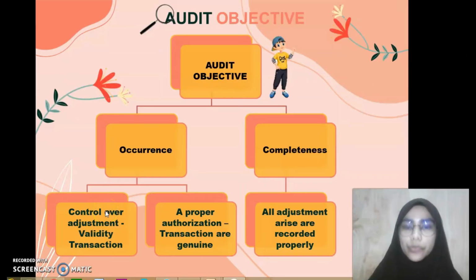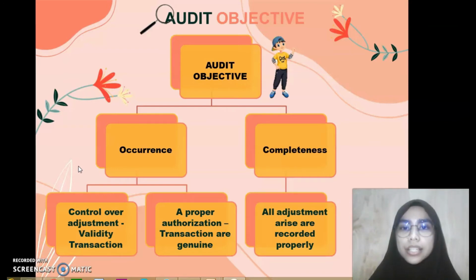Audit objective. There are two audit objectives related to the adjustment of sales and receivable. The first one is occurrence. The first occurrence is control over adjustment of sales and receivables related to discount, sales return and allowances, and write-off of account receivable, which is important to make sure of the validity of the transaction.